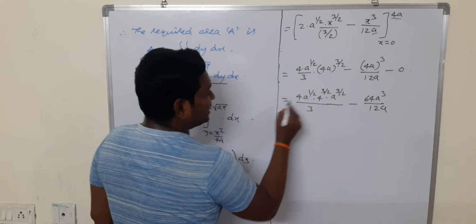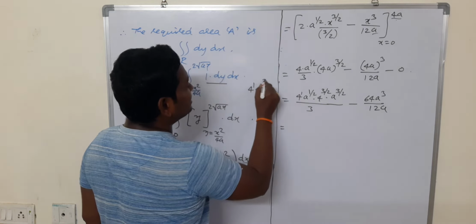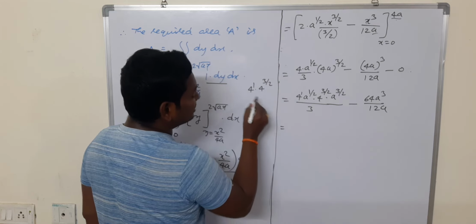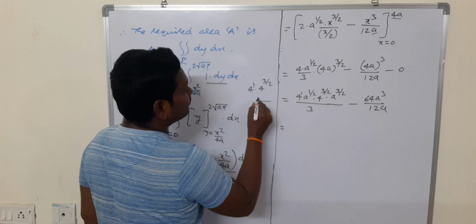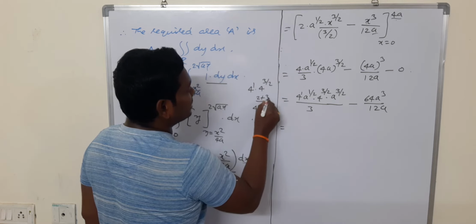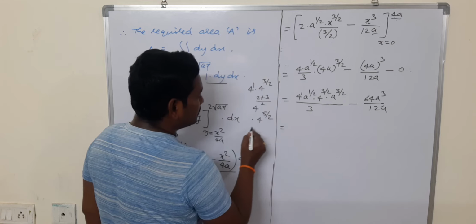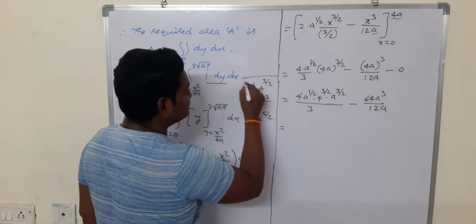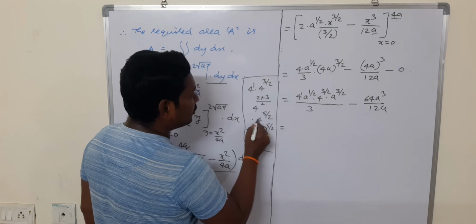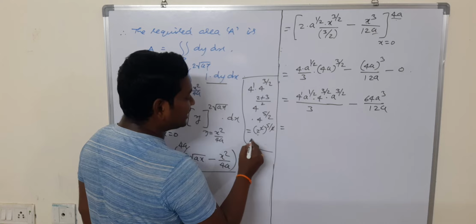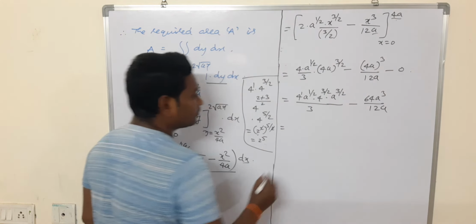Now, what is 4 into 4 power 3 by 2? 4 power 1 into 4 power 3 by 2. So bases are equal, that's why we add the powers. 4 power 2 is the LCM, 2 plus 3. So you have 4 power 5 by 2. So this can be written as 2 square whole power 5 by 2. 4 can be written as 2 square. So 2 2 getting cancelled. You have 2 power 5. 2 power 5 is nothing but 32.